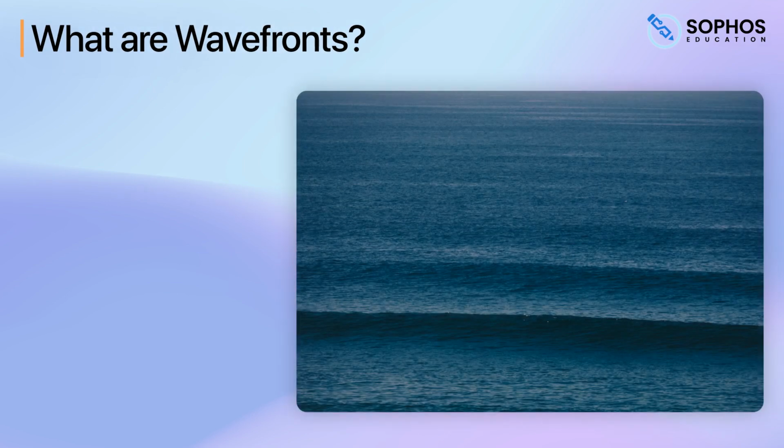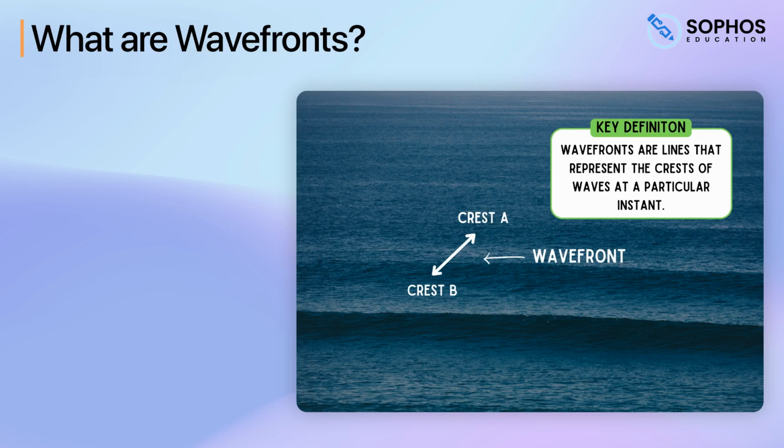To start, let's get a clear understanding of wavefronts. Imagine you're looking at waves in the ocean. If you take a snapshot at any given moment, the highest points of the waves, which are the crests, can be connected with an imaginary line. This line is what we call a wavefront. Essentially, wavefronts are lines that represent the crests or high points of waves at a particular instant.